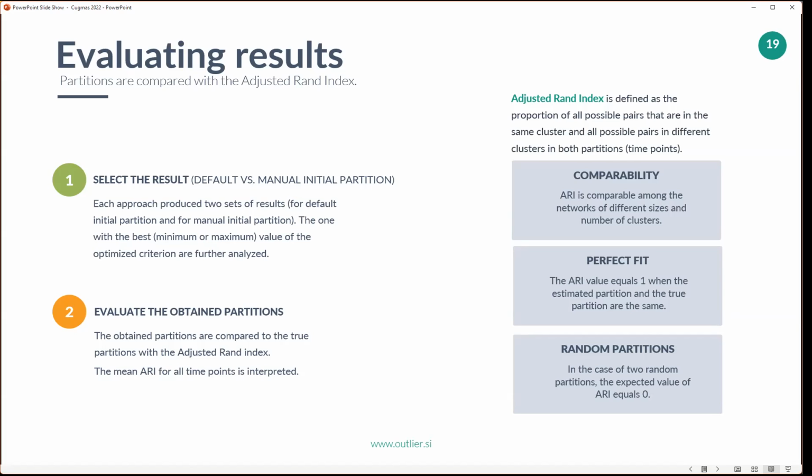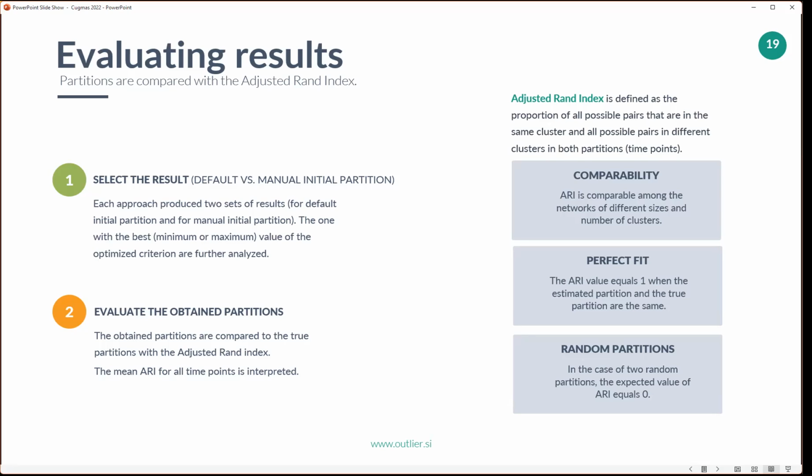For those who are not familiar with it, the adjusted rand index is very commonly used to compare partitions. It is defined as the proportion of all possible pairs that are in the same cluster and all possible pairs that are in different clusters in both partitions. So we compare here the true partitions and the ones estimated by using these block modeling approaches. ARI is very nice because it is comparable among networks of different sizes and also numbers of clusters.